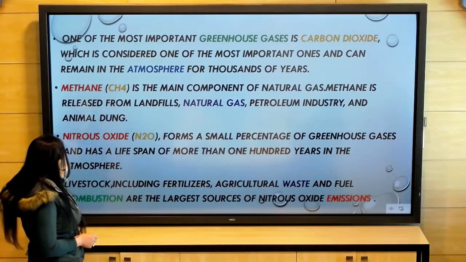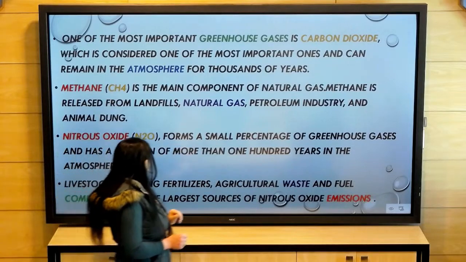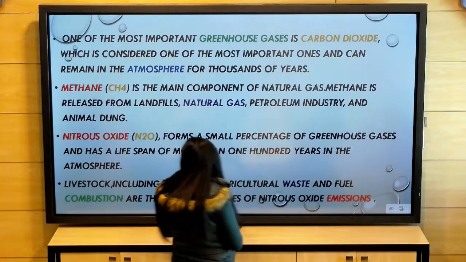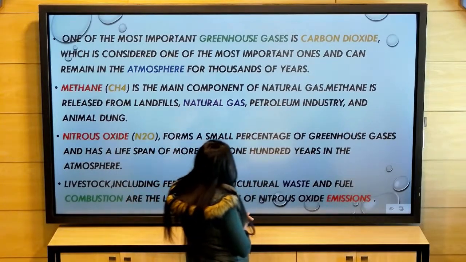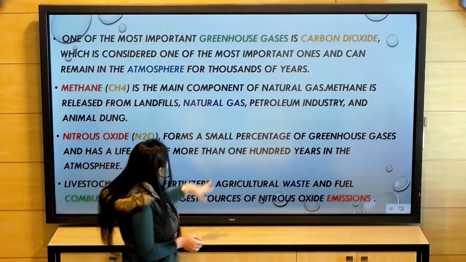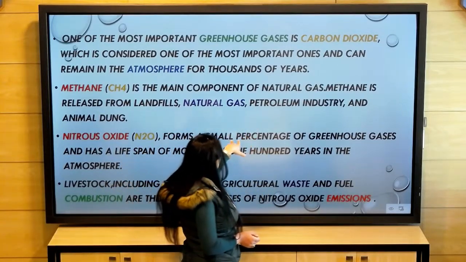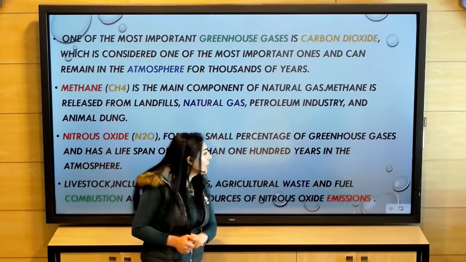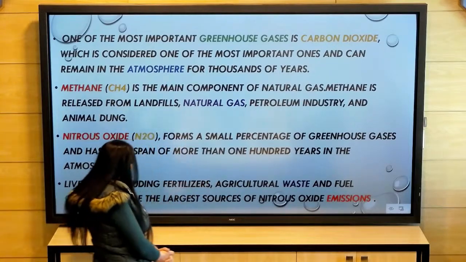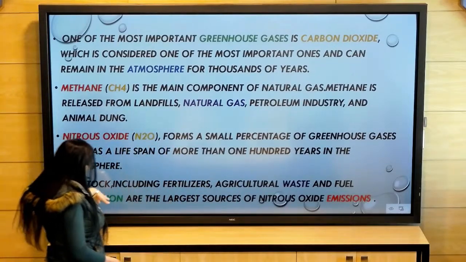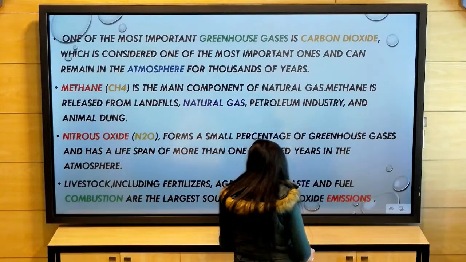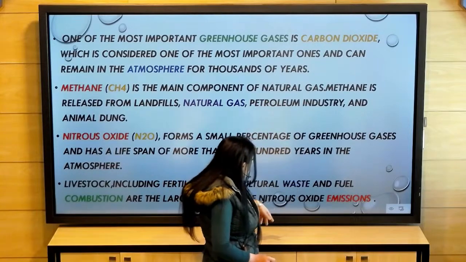or excrement. Now, nitrous oxide, N2O, forms a small percentage of greenhouse gases and has a lifespan of more than 100 years in the atmosphere. So nitrous oxide forms only a small fraction, a small percentage of greenhouse gases. Now, livestock, including fertilizers, agricultural waste, and fuel combustion are the largest sources of nitrous oxide emissions.